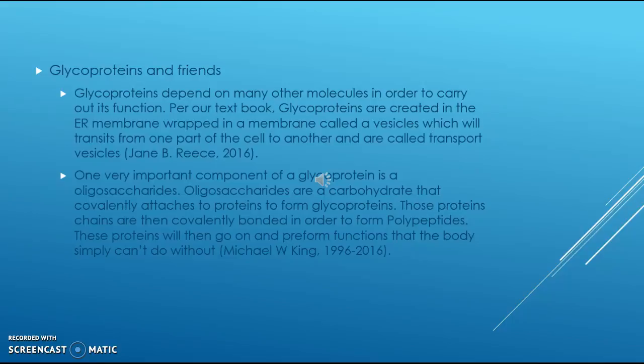These are called transport vesicles. One very important component of glycoproteins is the oligosaccharide. Oligosaccharides are carbohydrates that covalently attach to proteins to form glycoproteins. Those protein chains are then covalently bonded in order to form polypeptides. These proteins will then go on to perform a lot of the functions within your body that you simply cannot do without.